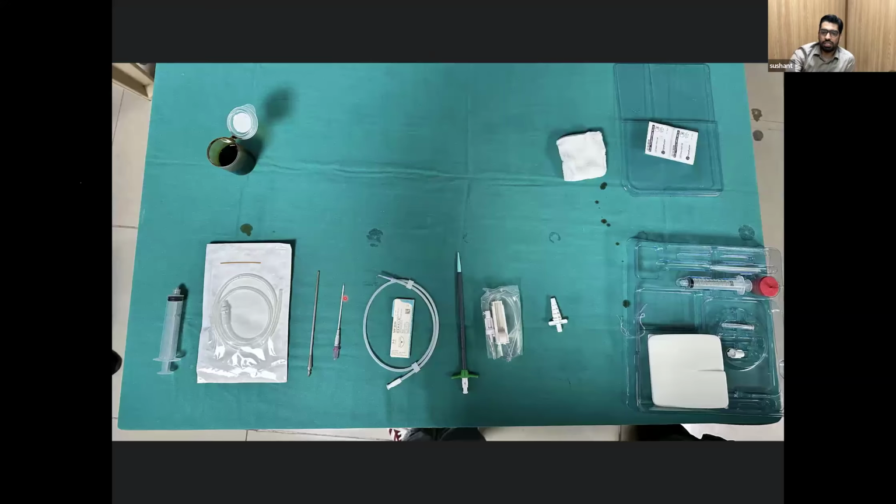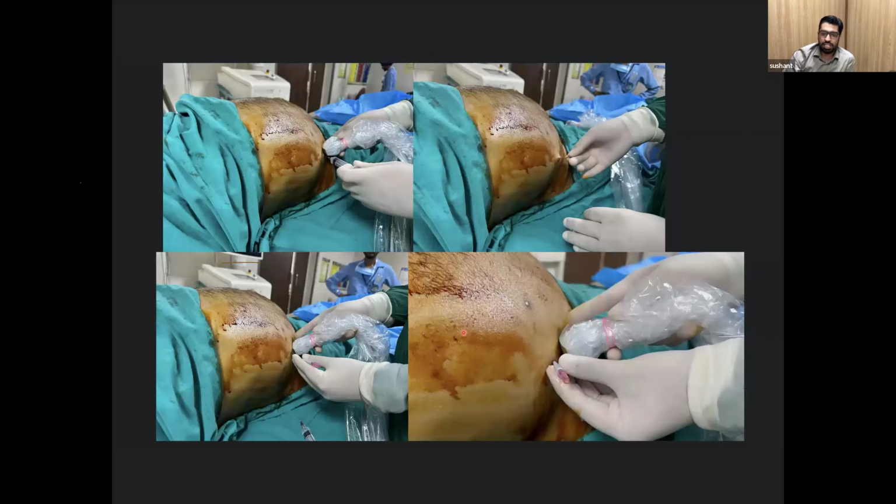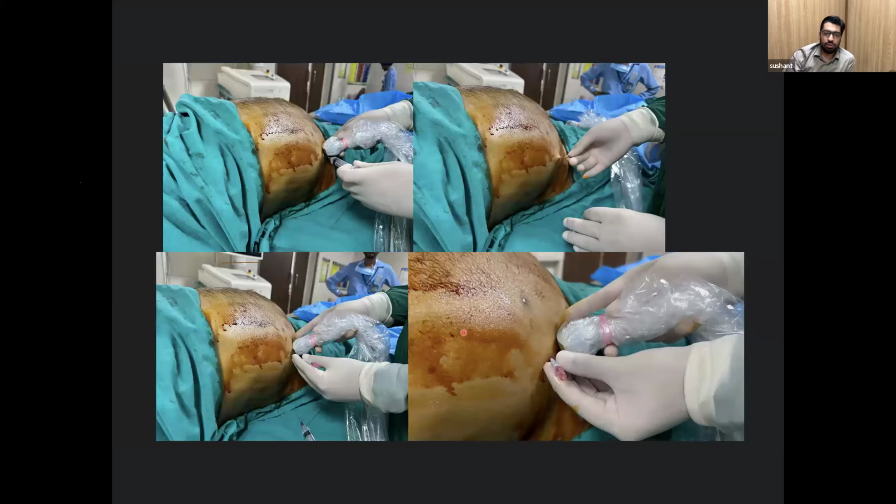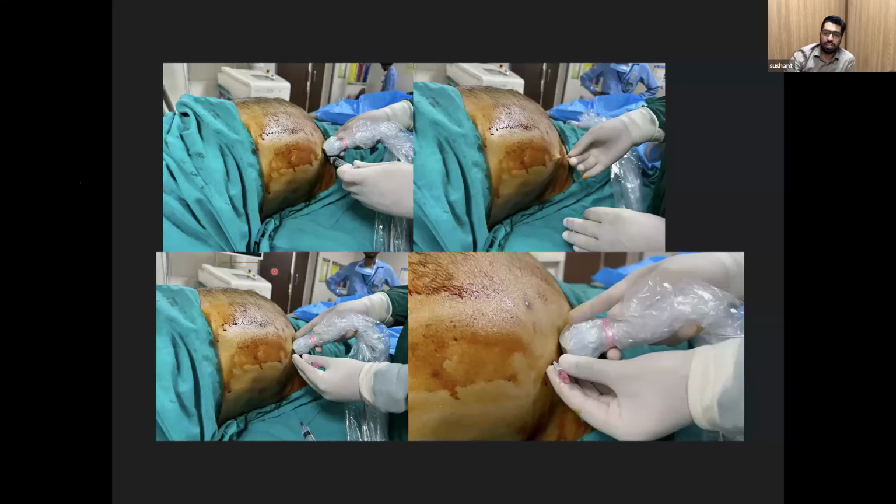So I will just show you a case of a tunneled catheter. This is a long tube which is inserted into the body. This is the tunneler. This is again the needle which is used. These are the sheaths. So we will understand the basic Seldinger technique also. After giving local anesthesia, we insert a needle.